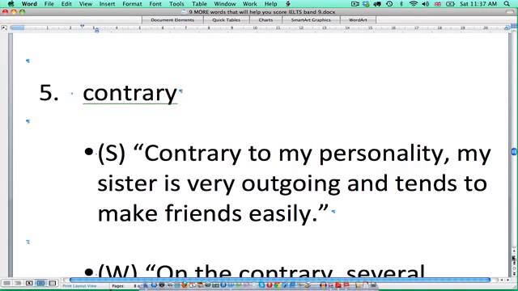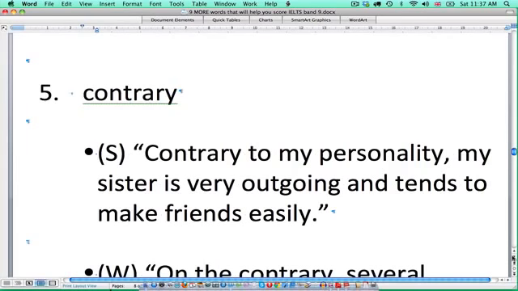So in the speaking, you could be asked about your family. That's a very common thing to talk about in part 1. And you might be asked to talk about the specific members of your family. And so in this case, talking about siblings. So we might say something like, contrary to my personality, my sister is very outgoing and tends to make friends easily. Okay, and of course we would use this to describe personality traits, in this specific example, personality traits that are completely different from our own.